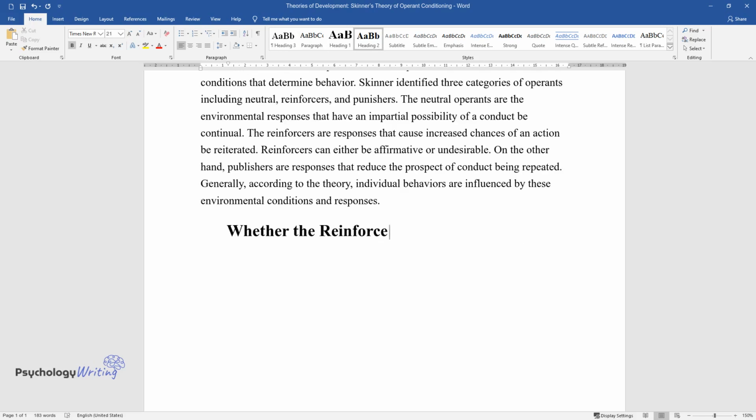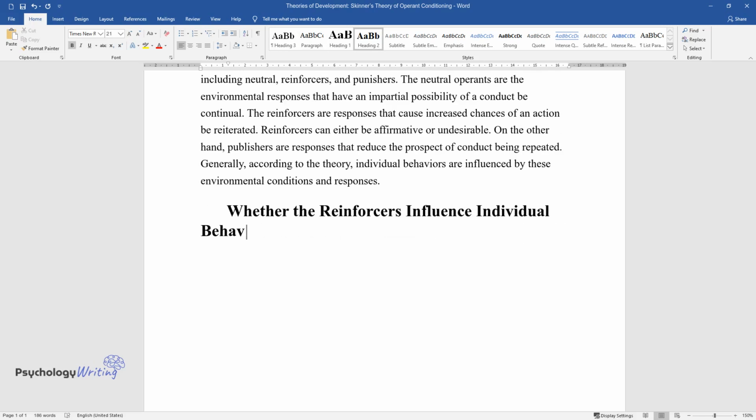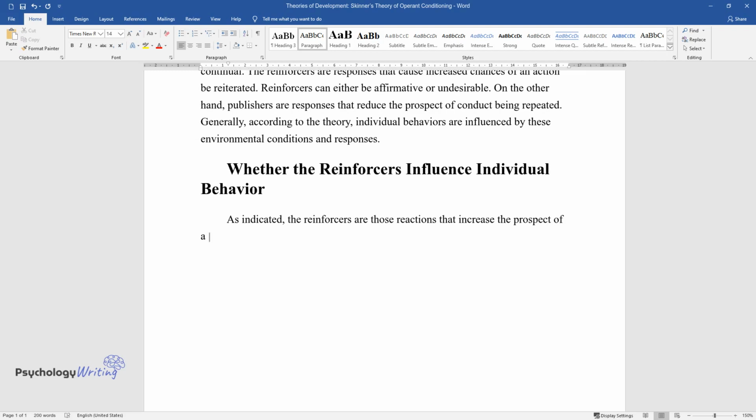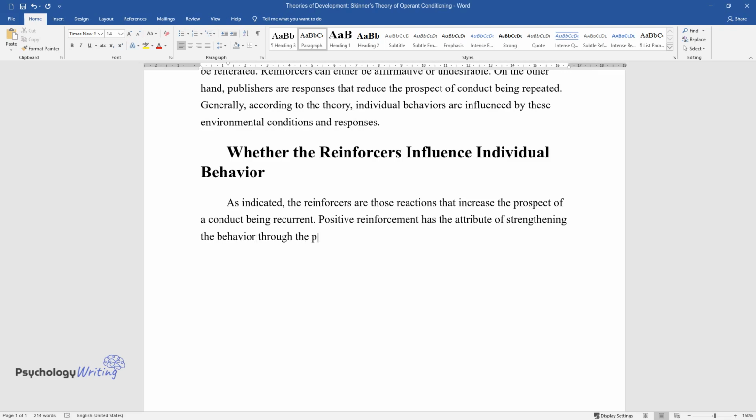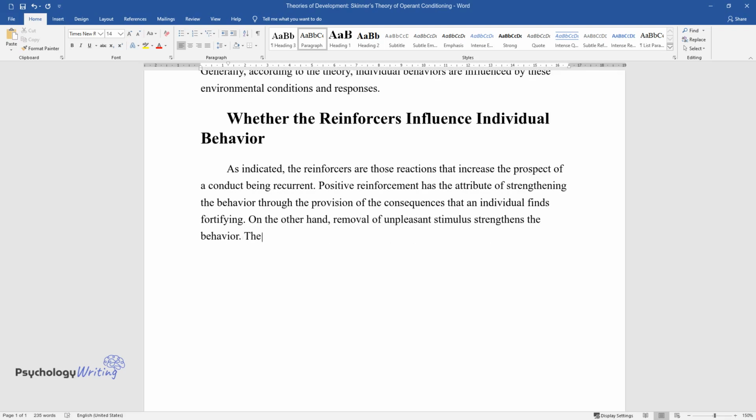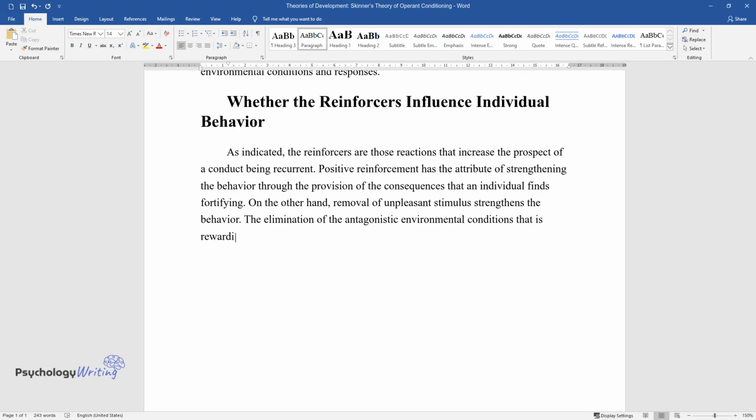Do reinforcers influence individual behavior? As indicated, reinforcers are those reactions that increase the likelihood of a behavior being repeated. Positive reinforcement strengthens the behavior through the provision of consequences that an individual finds rewarding. On the other hand, the removal of an unpleasant stimulus also strengthens the behavior. The elimination of the adverse environmental conditions that is rewarding to the individual is negative reinforcement.